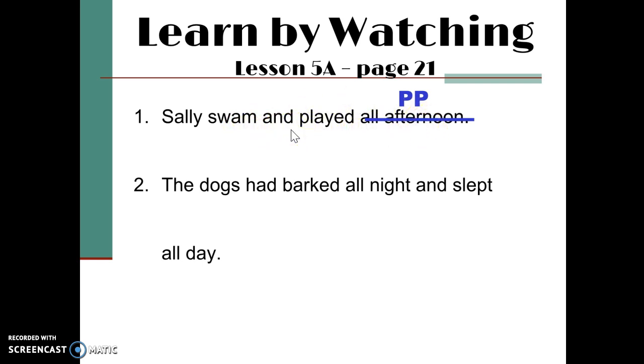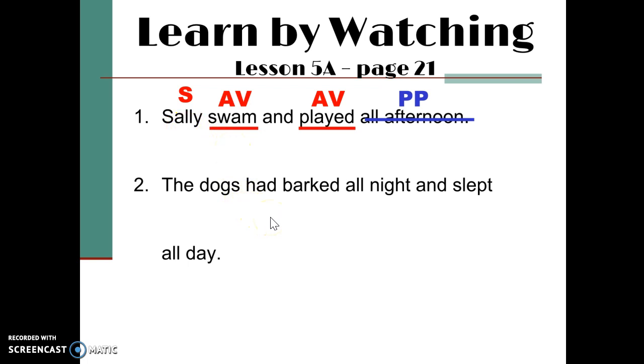Now we ask for our verbs, looking for words that we either have memorized or that show an action. And I see swam and played. Both of those are action verbs. We're allowed to have 2 verbs because we've got this conjunction in the middle. Whenever you see and, you know you're going to have 2 of something. So now I'm going to look for my subject. Who swam and played? Sally swam and played, so Sally is the subject.